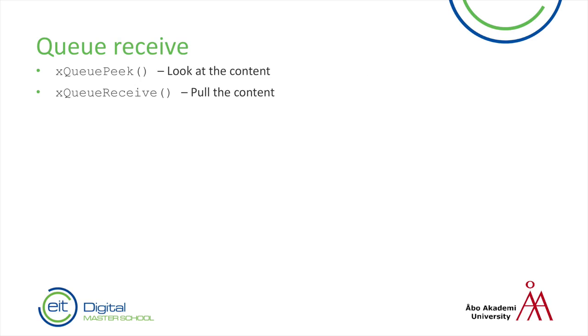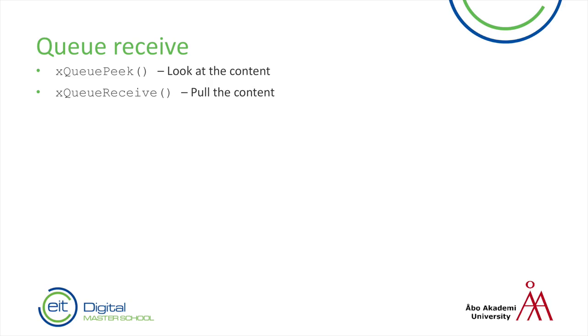To receive data from the queue, we basically do the opposite procedure. And here we have two choices. Either we can just look at the content of the queue, or we can pull the content from the queue. Looking at the content is done with xQueuePeek. When peeking the queue, nothing is removed from the queue, but the content can be copied to a local data structure. On the other hand, when receiving a data item from the queue, the data item is also removed from the queue.